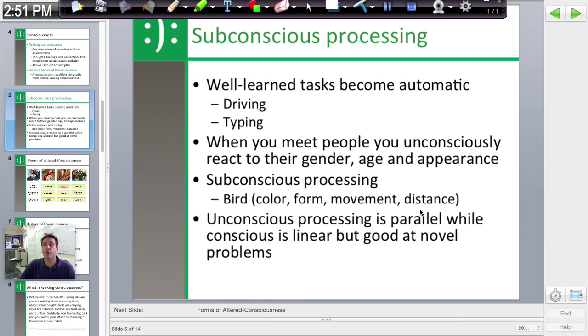When you meet people, you unconsciously react to their gender, their age, and appearance. Some people may react unconsciously, but it may show in more physical ways than others. Subconscious processing involves things that you are not necessarily aware of, like the color or the forms or the movements of something. Unconscious processing is parallel, while conscious processing is linear, but good at novel problems.